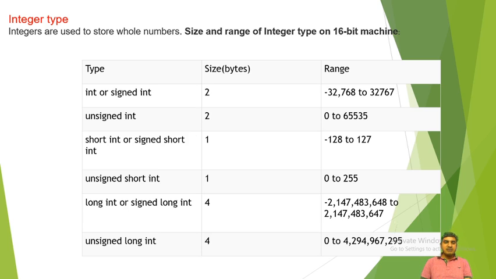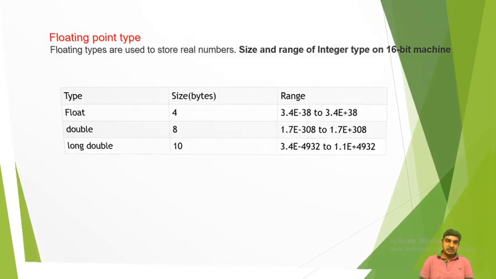So the range can be determined as 2 raised to 32 minus 1. So it is 0 to 4294967295. This is the range. Okay, so this is related to the integer type.